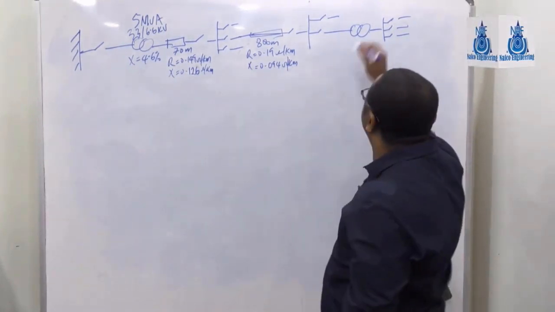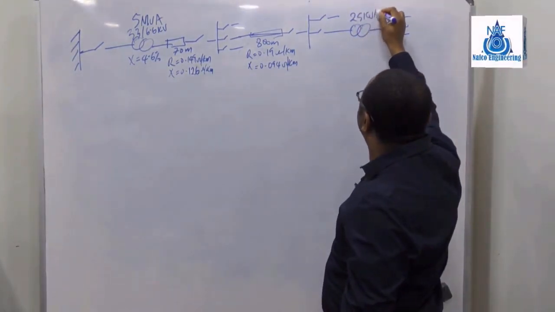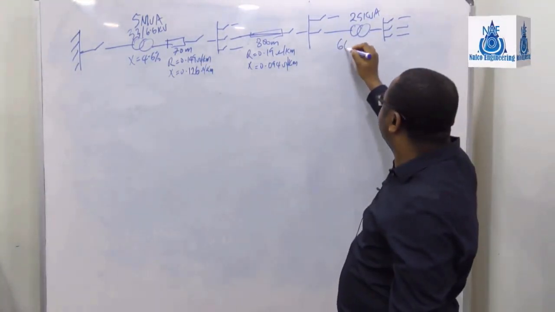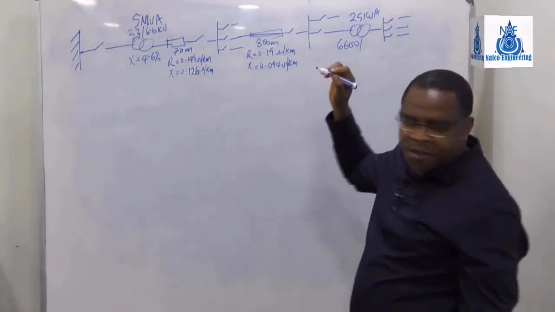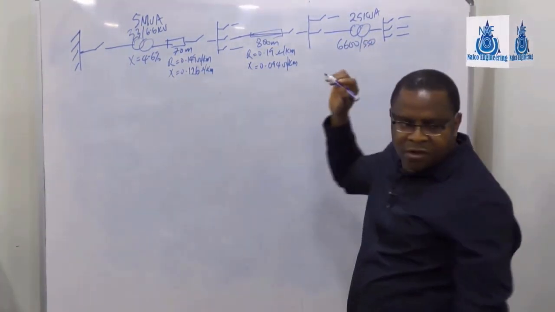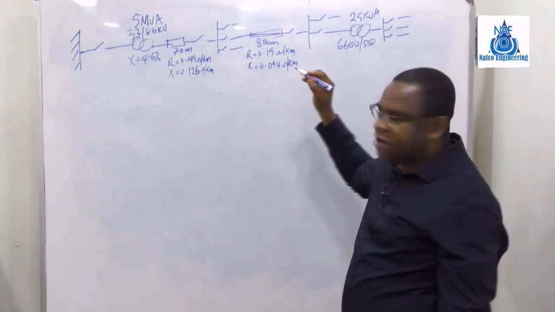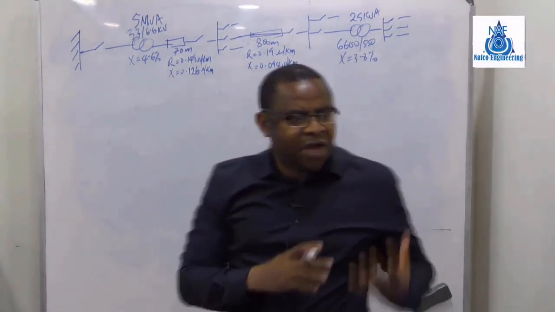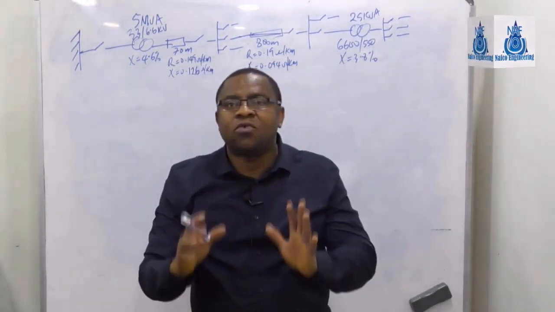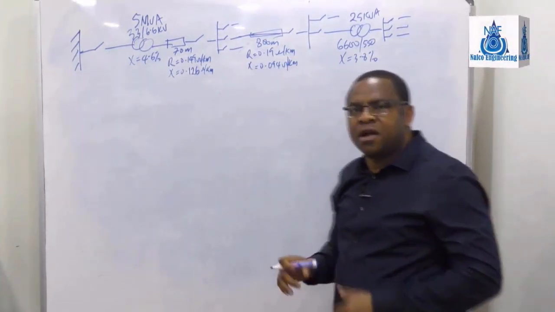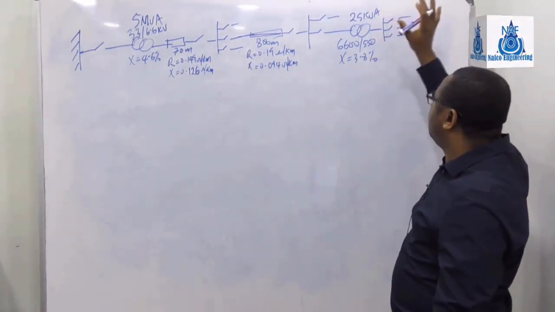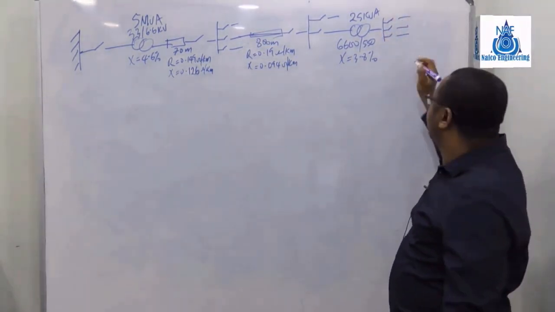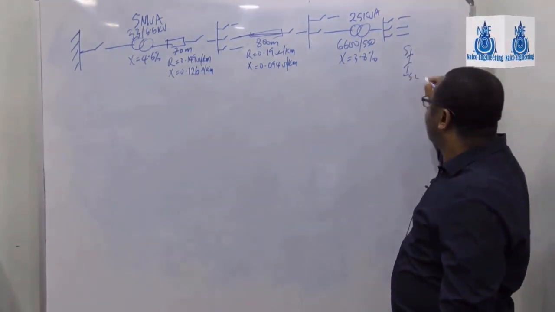transformer 25 kVA, 25 kVA transformer, 6,600/550 volts. Okay, X is 3.8%. All right, so now we have this question. The question says we must calculate the fault level and the fault current at the 550 V DB board. It's a 550 volts DB board. So we must calculate the S fault and the I short circuit.